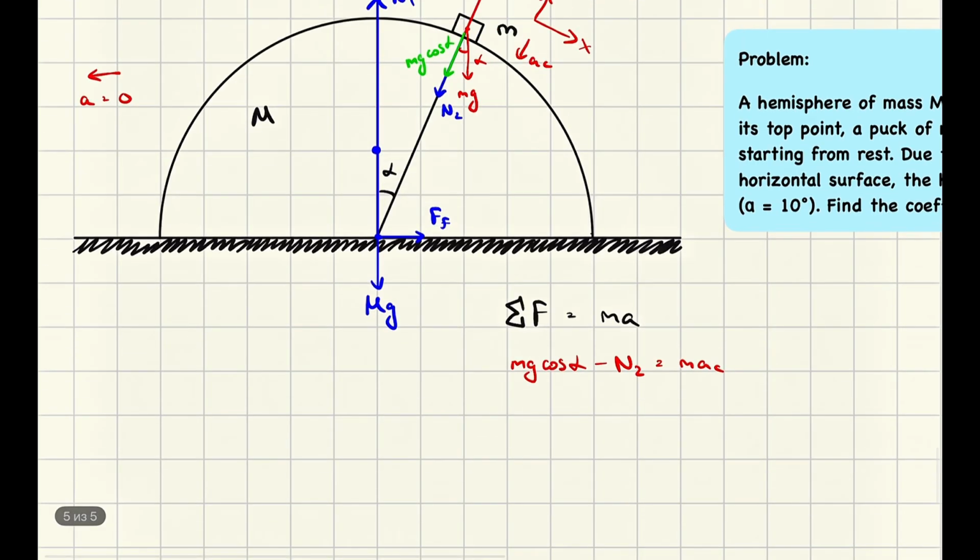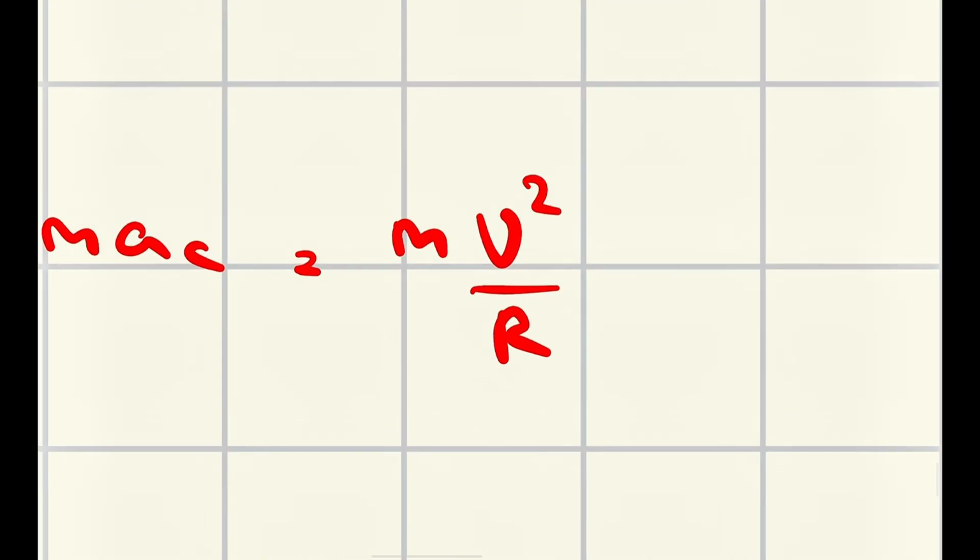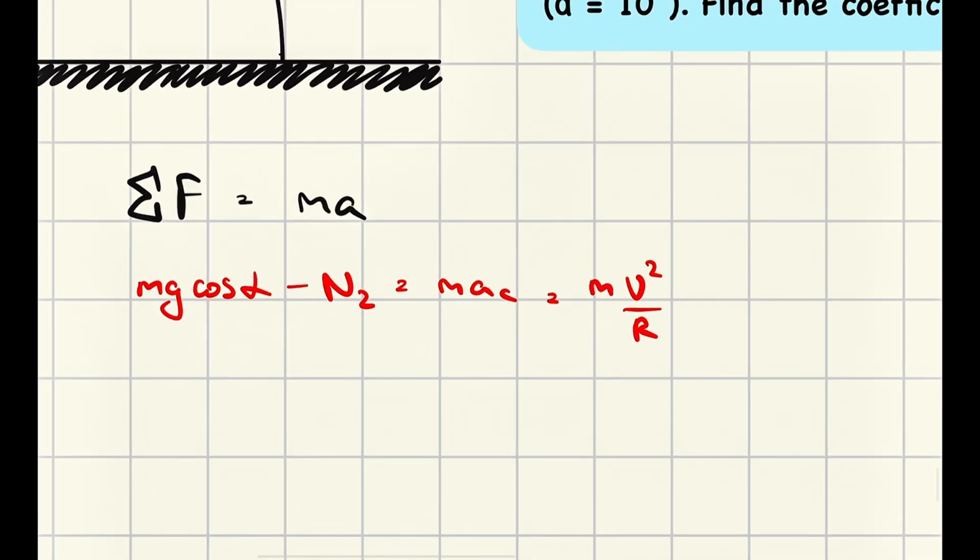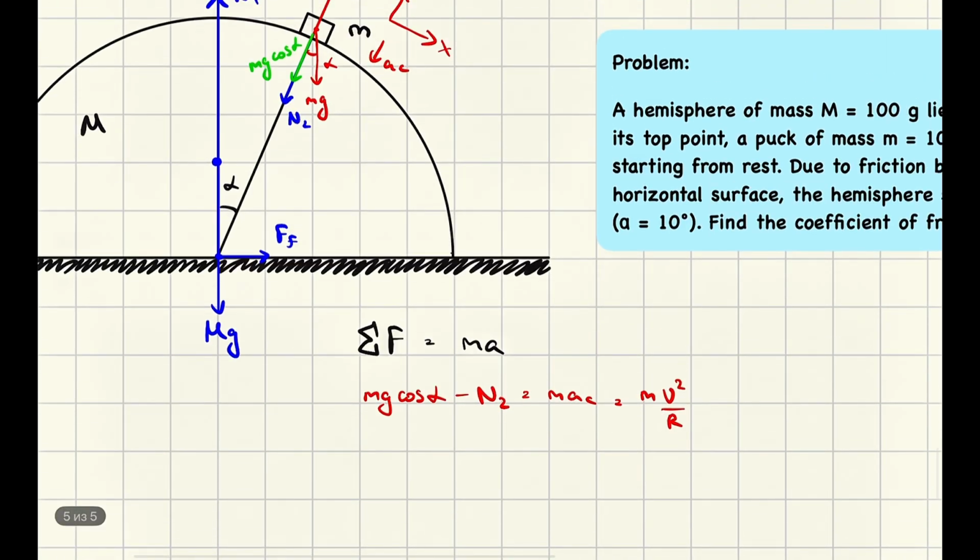What else? Let's try to write it something like this. Let's open this up. We have m, and a_c opens like what? It opens like v squared divided by r. Yeah, and this thing would be tangential velocity. However, what can we do with this? Let's look at this part.